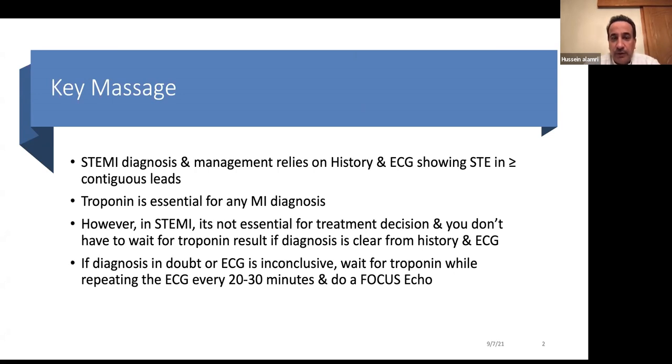We don't care about troponin. Yes, troponin is essential, but it's not necessary for the diagnosis of STEMI, and we don't have to wait for that. However, if the diagnosis is in doubt or the ECG is inconclusive, then we have to wait for troponin while repeating the ECG every 20 to 30 minutes or do a focused echo.